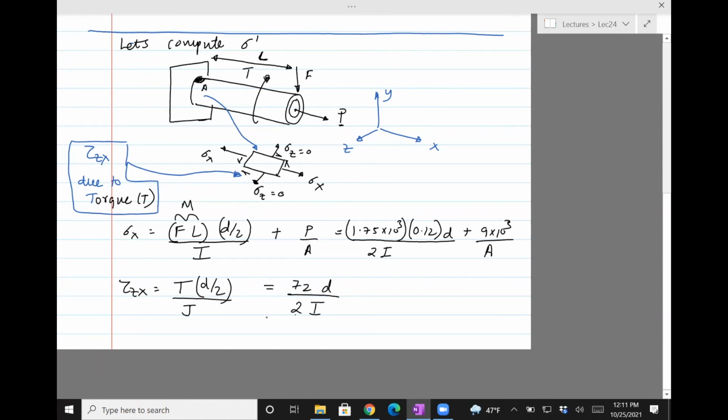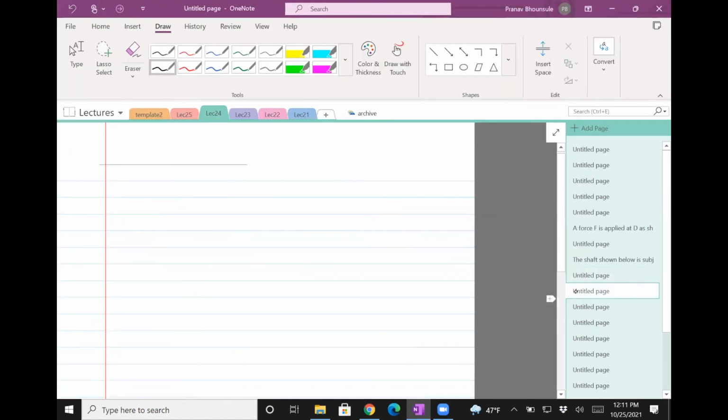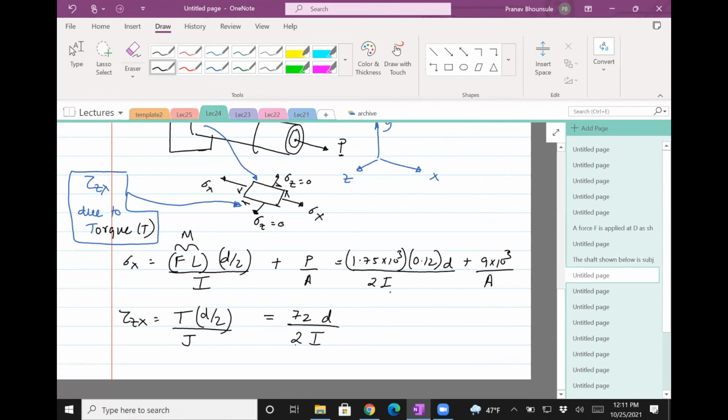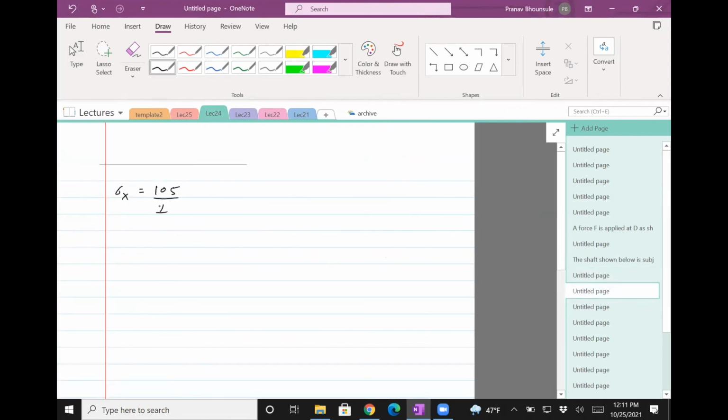Okay, so I'm going to simplify this and write it down. Sigma x I get as 105 divided by I, and then the other one is 9,000 divided by A. Is that right?